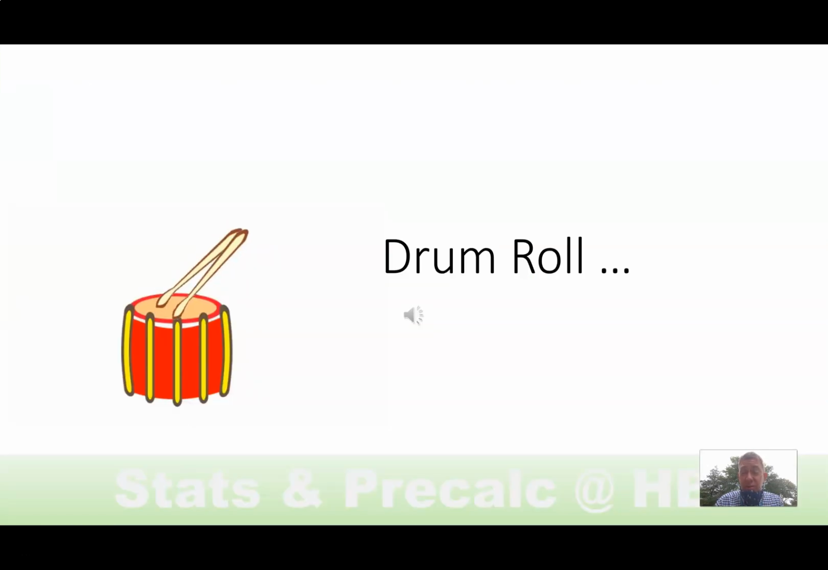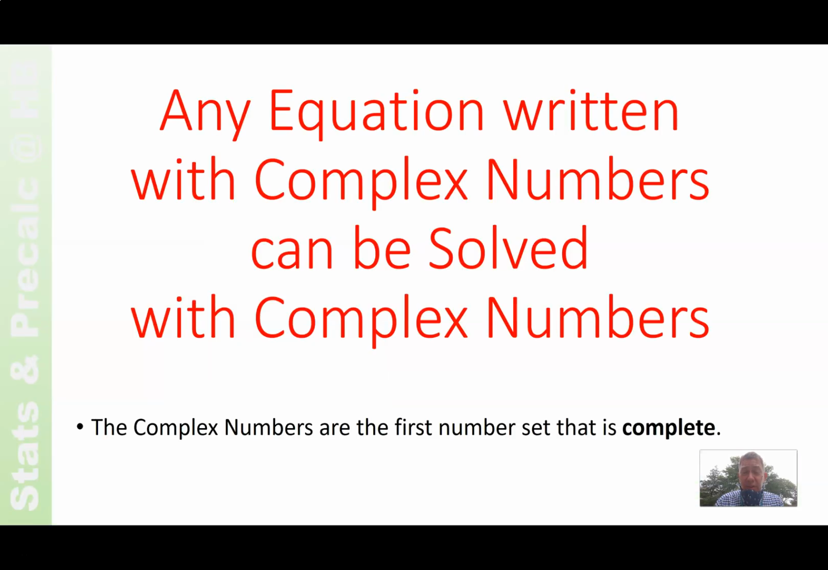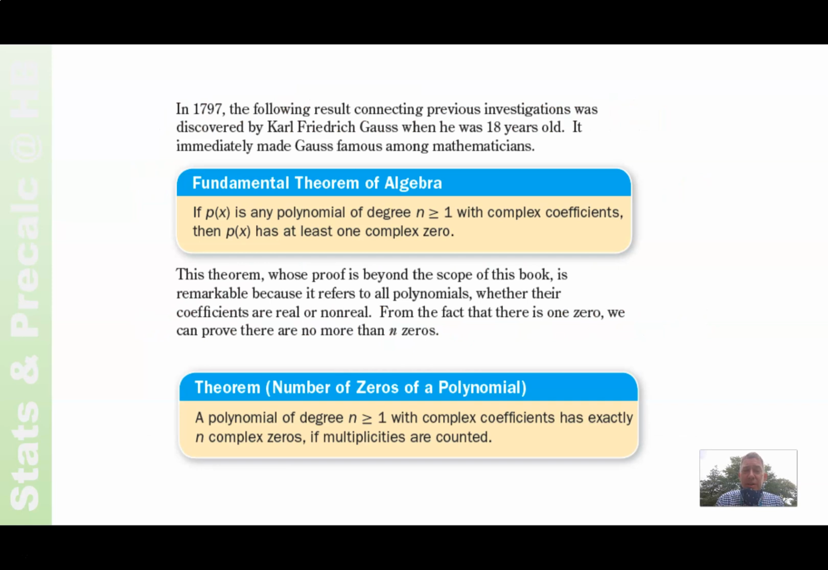And the news is, an equation written with complex numbers can be solved with complex numbers. The complex numbers are the first number set that is complete. For philosophy of math people, that's really amazing, and it leads to the Fundamental Theorem of Algebra, proved 200 and some odd years ago by Carl Friedrich Gauss, great mathematician and physicist.